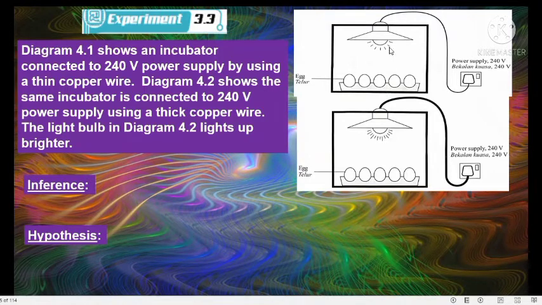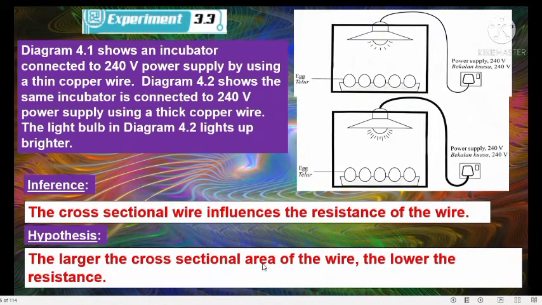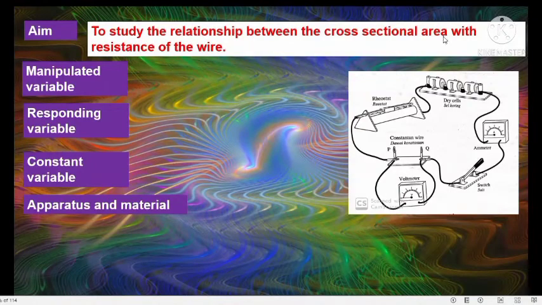You look at the brightness of the bulb. This one becomes brighter when using thicker wire, because the resistance is smaller. Inference: the cross-sectional area of the wire influences the resistance of the wire. We must put area here, the cross-sectional area of wire. Hypothesis: the larger the cross-sectional area of the wire, the lower the resistance. Aim of this experiment: to study the relationship between cross-sectional area and resistance of wire.